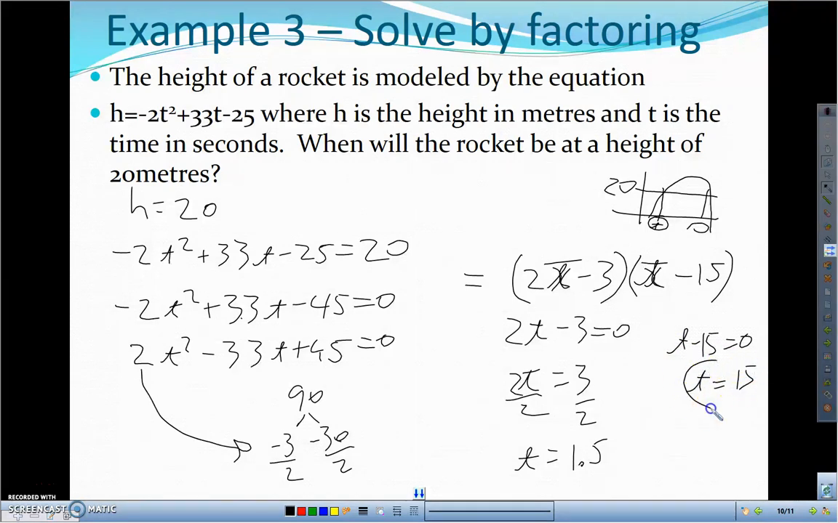So our answer will be the rocket is at a height of 20 when time is equal to 1.5 and 15.